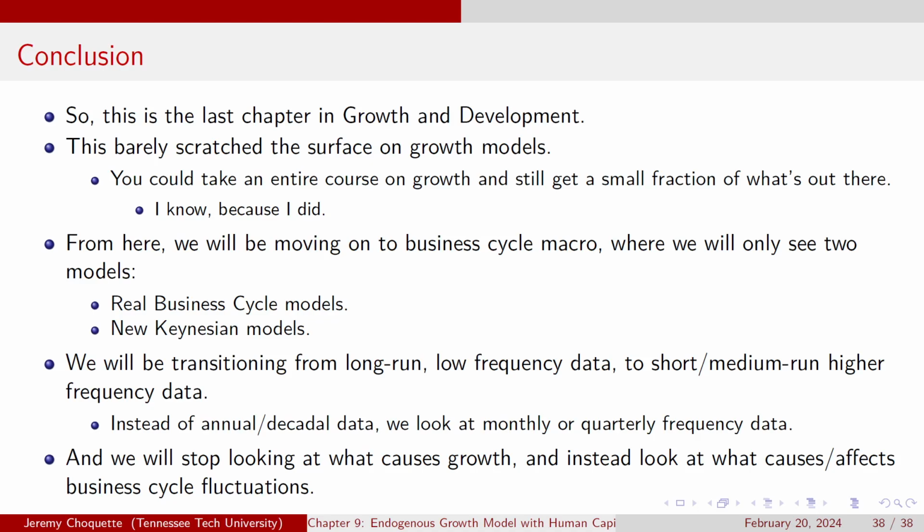But essentially, we're transitioning from this long-run, low-frequency data to short to medium-run, higher-frequency data. So instead of looking at annual or decadal data, we're looking at monthly or quarterly frequency. And as such, we're going to stop looking at what causes growth. So we're done with that. That was this chapter, and this model was the last one. Instead, we're going to start looking at models that discuss the causes of business cycle fluctuations and then what affects them. And that will be the remainder of the course.